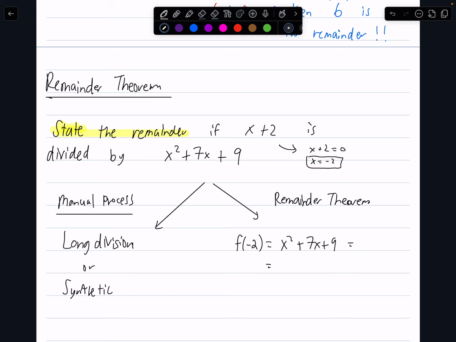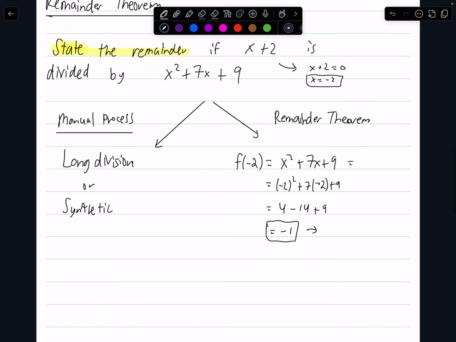So let's look at this. Negative 2 squared plus 7 times negative 2 plus 9. So negative 2 squared is 4, minus 14, plus 9. So you get negative 10 plus 9. What is that? Negative 1. So you notice how it's not 0. We got negative 1. Therefore, this is the remainder.